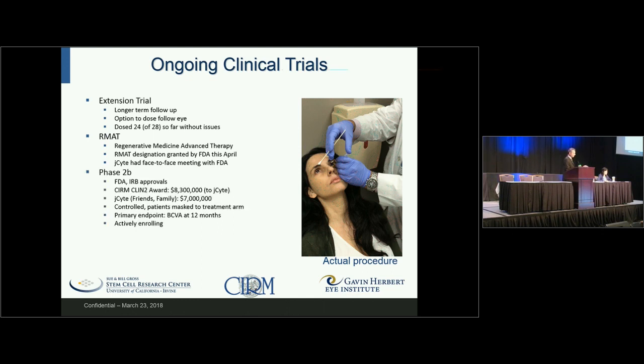So phase 2B was designed based on FDA feedback, as well as getting, of course, the IRB approvals needed. We needed funding for this, which again came from CIRM, but also J-Site raised a matching amount of money to power this trial, and this is, of course, a controlled trial. Again, we're going with a primary endpoint of best corrected visual acuity at 12 months because of the favorable results we did see in the first trial. And this trial is actively enrolling at this time.